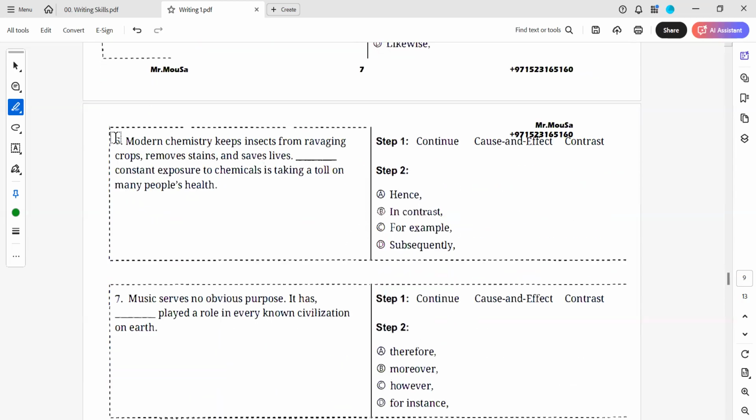Okay, next we're gonna have 50 seconds. We have to identify the relationship between these two ideas, then we're going to choose the fittest order. 50 seconds, go ahead.